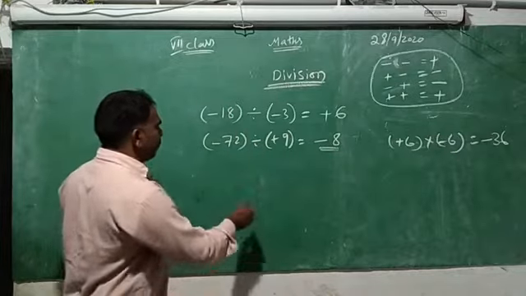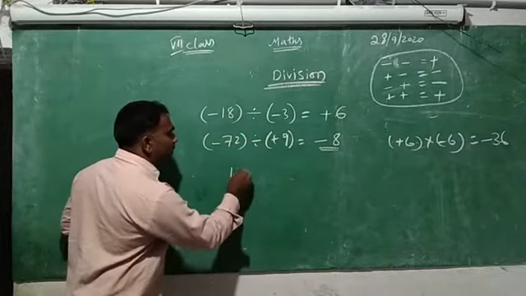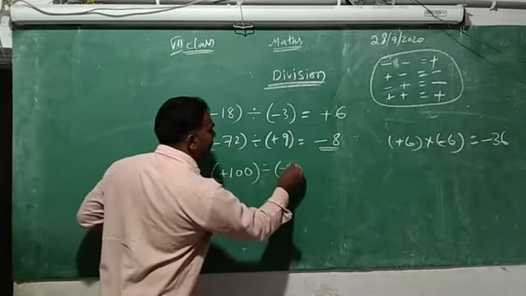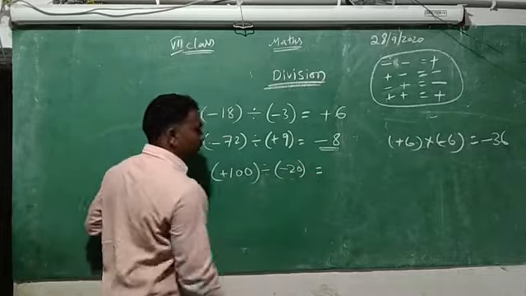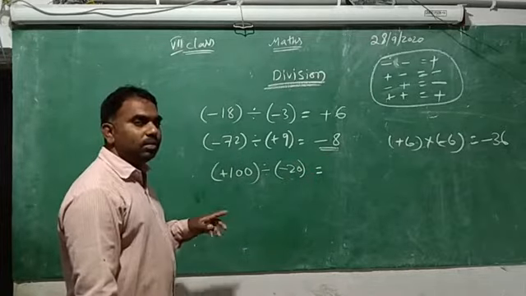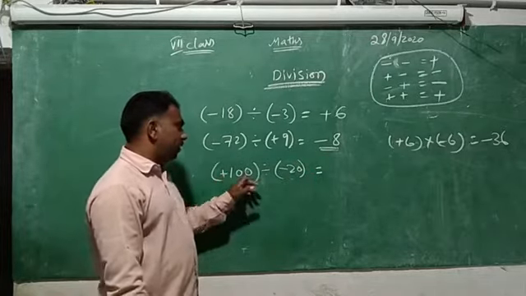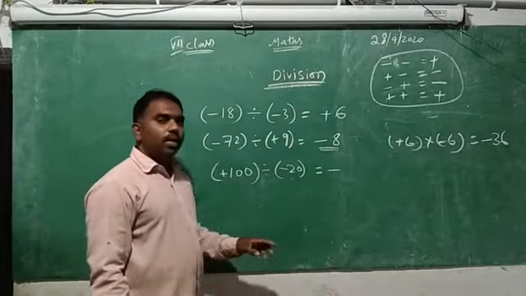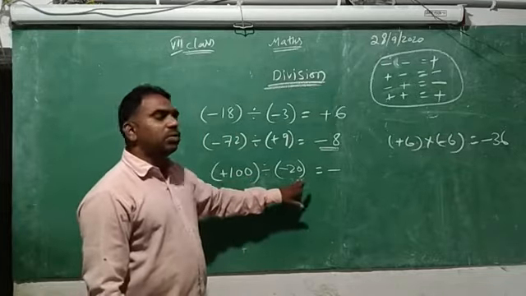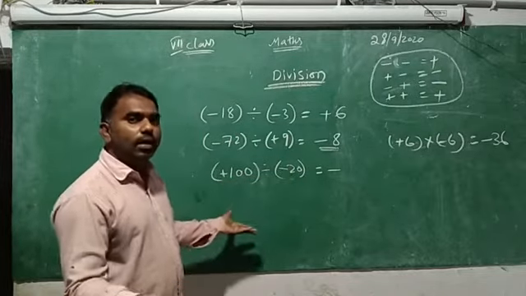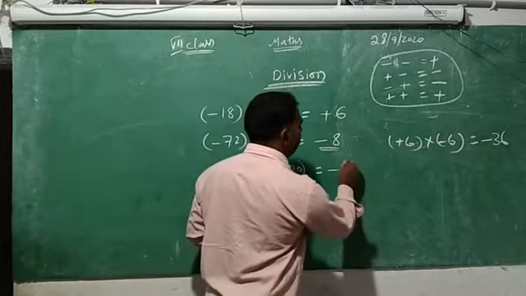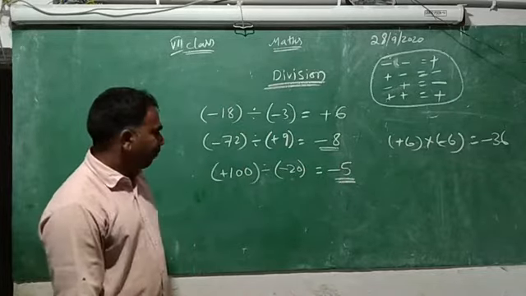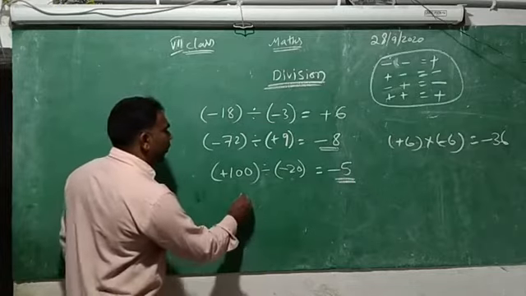Listen carefully. Simple. Suppose I have given plus 100 divided by minus 20. This is my question. What should we do? First, we need to check the symbols combination. What is that? Plus and minus. You know that plus and minus will become minus. Then we will divide 100 divided by 20. 5 twenties are 100. That's why what answer will come here? 5. So final answer is what? Minus 5.